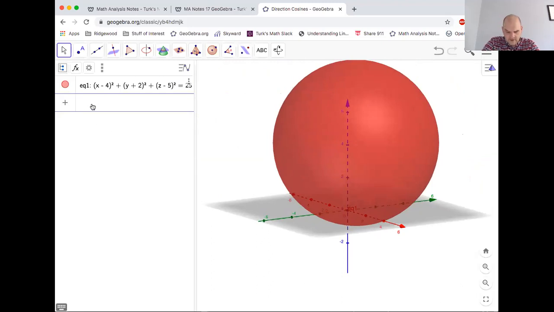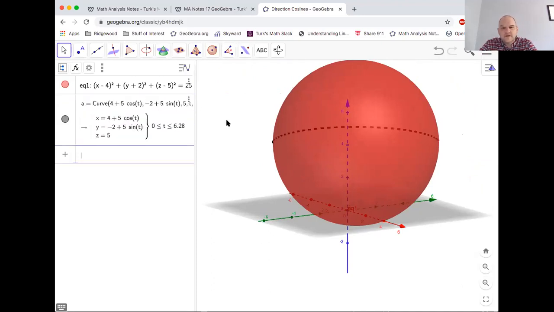All right, let's go with curve. So the first one, 4 plus 5 cosine of t, comma, negative 2 plus 5 sine of t, comma, 5, t from 0 to 2 pi. Okay, let's see. Let me tilt this thing here.